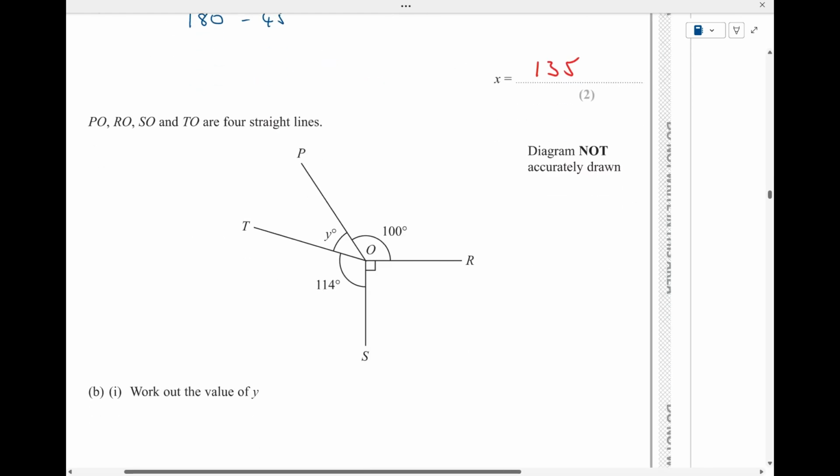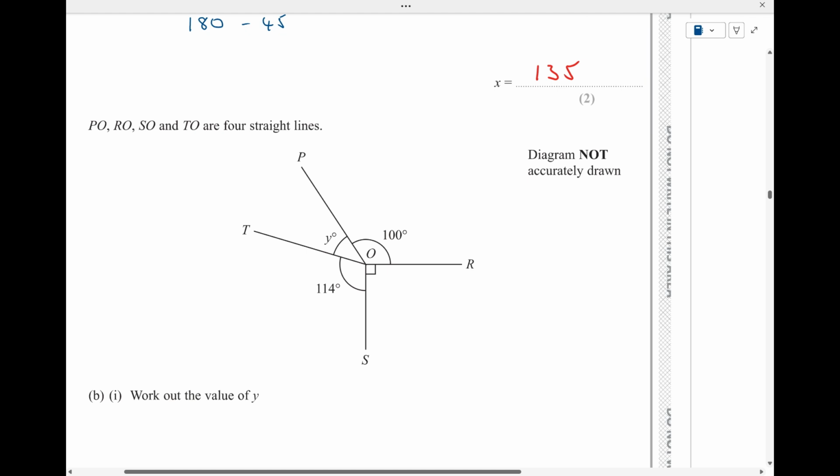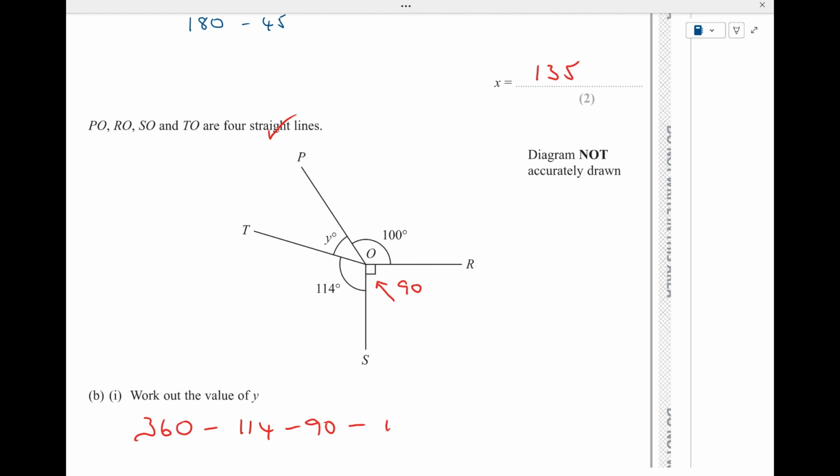Okay. PO, RO, SO, and TO are 4 straight lines. Yes, they look like it. I've read that. Work out the value of y. Oh, no, wait a minute. Look at this. Isn't this all the way around there 360 degrees? So can't I do 360 degrees minus all the other angles? I think I can. And do we know what this angle is here? Yes, we do. It's 90. So I can do 360 minus 114 minus 90 minus 100.